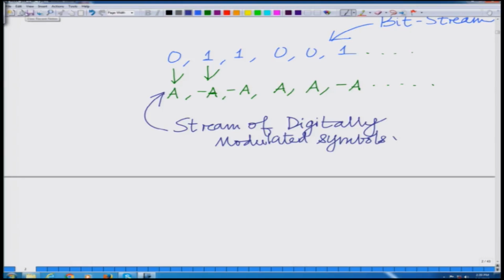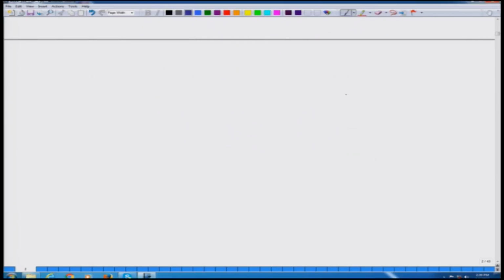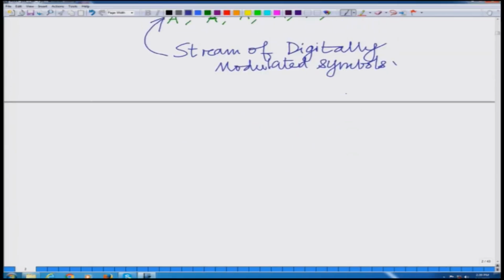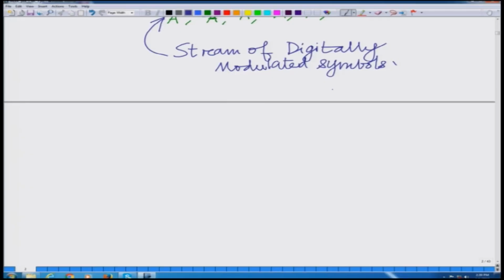Okay. Now, how do we transmit this? Obviously, we cannot simply transmit the stream of digitally modulated symbols. I have to transmit some signal, correct. I cannot simply transmit a voltage level. I have to take the aid of some physical signal that can be transmitted over the channel. This particular template signal that you use to transmit these voltage levels of the digital modulation is termed as a pulse.